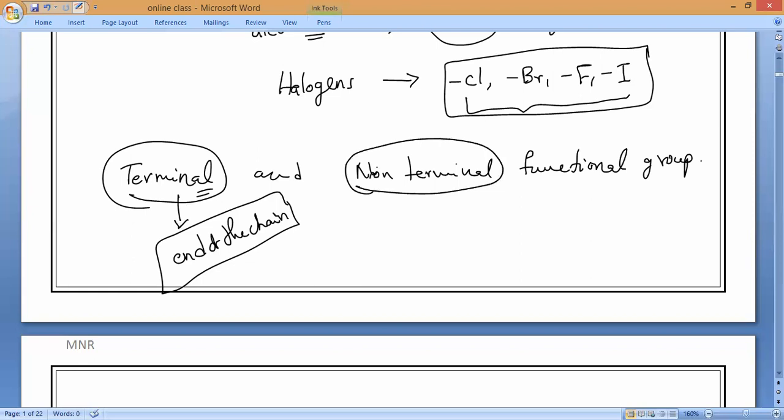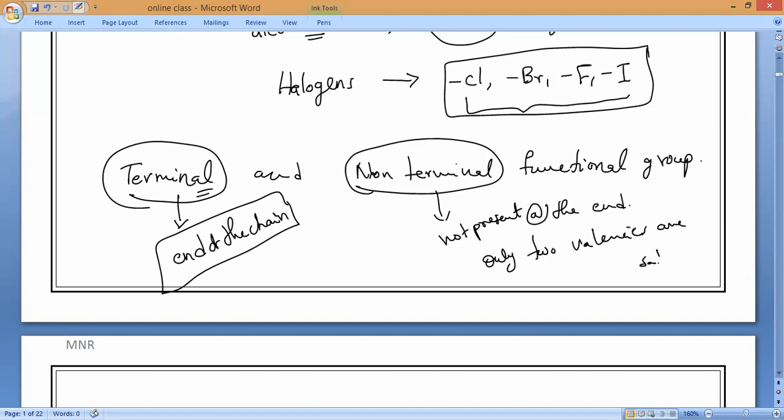Non-terminal means, all of you should understand, it is not present at the end. Please remember, only two valencies are satisfied in it. That is what we say non-terminal.